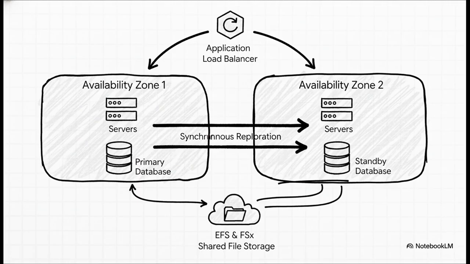Your Application Load Balancer is key. It's designed to spread traffic across servers in multiple AZs. And for your database, this is absolutely critical. Amazon RDS has a Multi-AZ feature that creates a perfect, live, continuously updated copy of your database in a different AZ. It's a lifesaver. And if you need shared files, services like EFS and FSx are built from the ground up to be available across multiple zones.